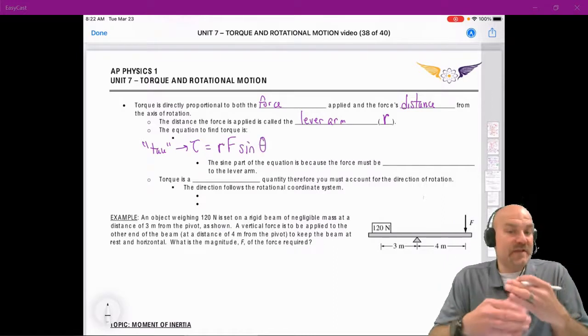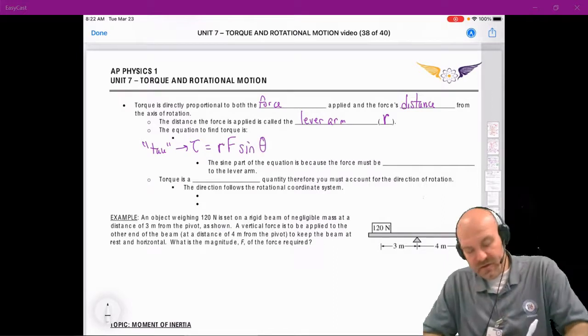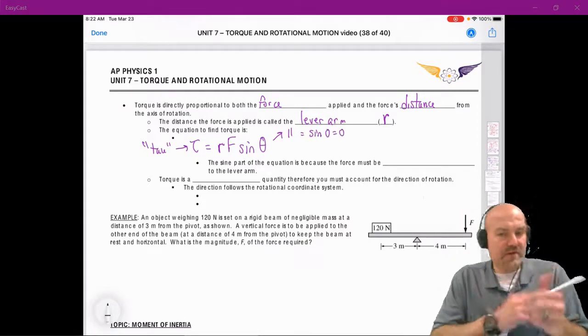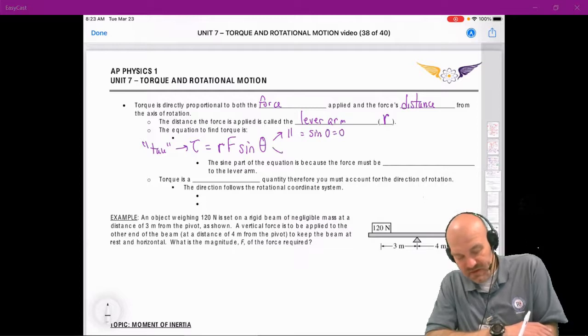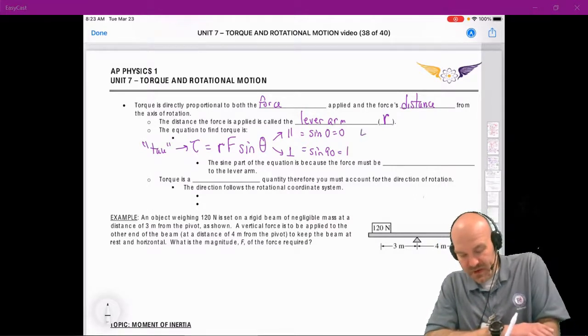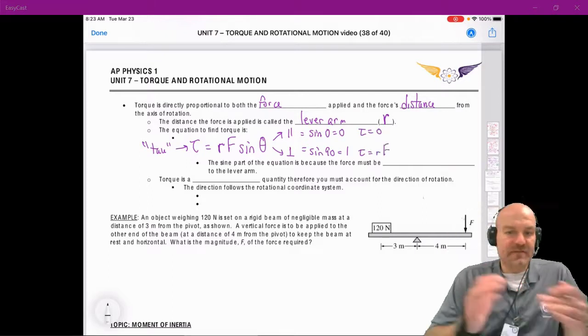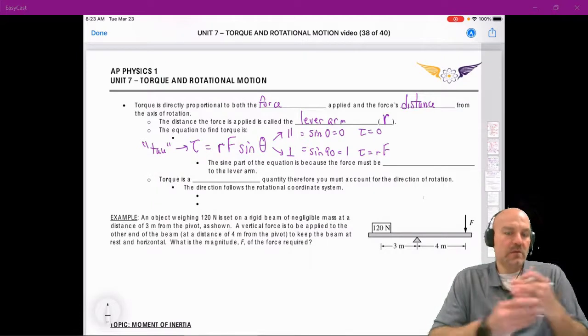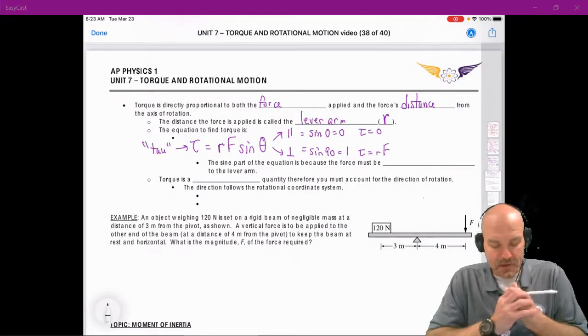Now, what happens if you're applying the force parallel, right? The sine of 0 is 0, so there would be a torque of 0. And the sine of 90, which means perpendicular, would be 1. So here you would have a torque of 0, and here you have a torque of R times F. Anywhere in between, 0 to 90, would cause torques, okay?